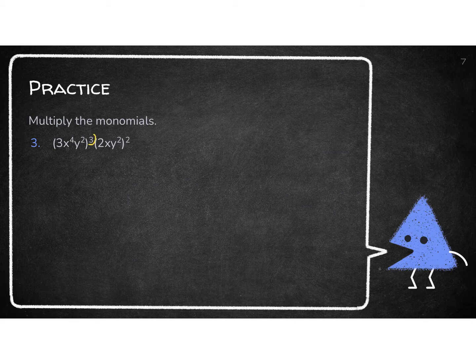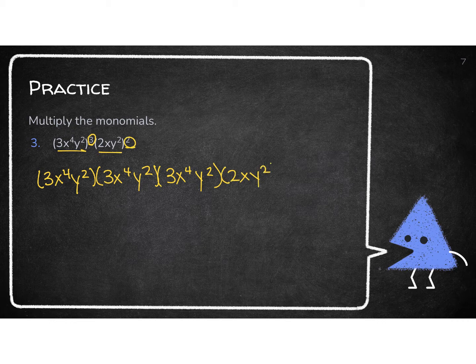So I have a 3 on the outside of this parenthesis. That tells me I'm going to write that parenthesis 3 separate times. Okay, so 1, 2, 3. And then I have a 2 on the outside of that parenthesis. So I'm going to write that set of parentheses twice.